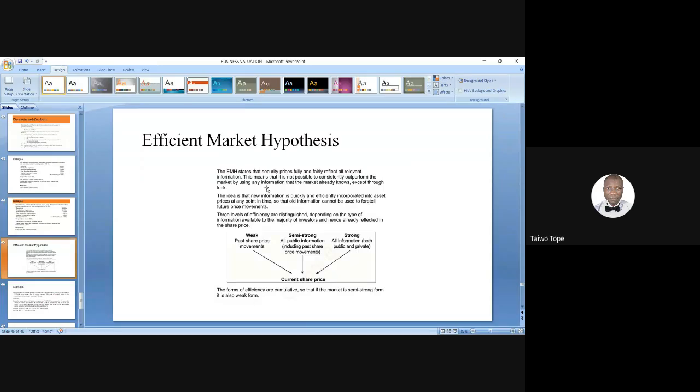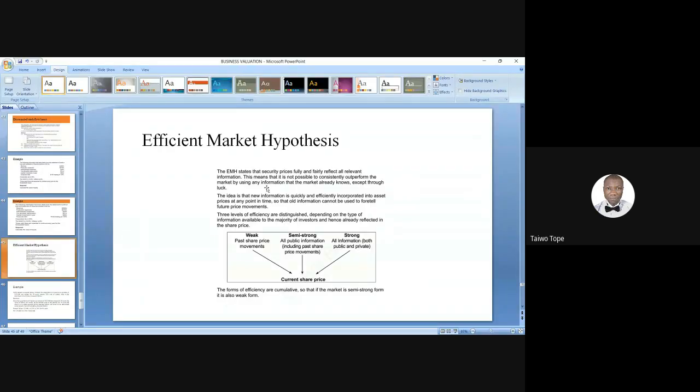Now, if you read through what you have on this slide, this means that it is not possible to consistently outperform the market by using any information that the market already knows, except through luck. So the idea is that new information is quickly and efficiently incorporated into asset prices at any point in time, so that old information cannot be used to foretell future price movement.